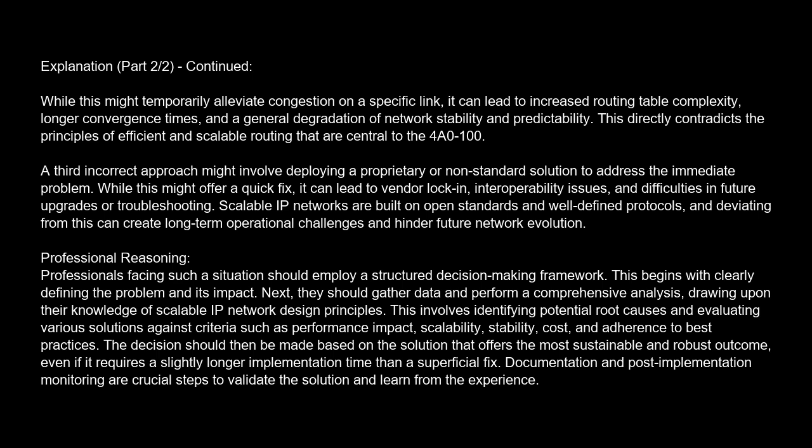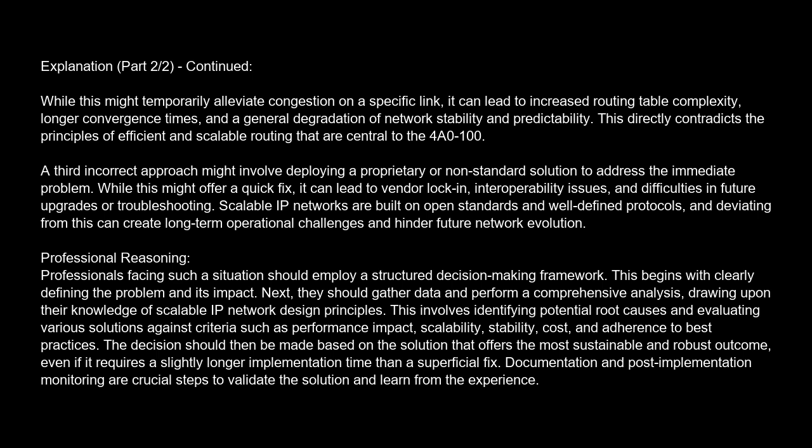A third incorrect approach might involve deploying a proprietary or non-standard solution to address the immediate problem. While this might offer a quick fix, it can lead to vendor lock-in, interoperability issues, and difficulties in future upgrades or troubleshooting. Scalable IP networks are built on open standards and well-defined protocols, and deviating from this can create long-term operational challenges and hinder future network evolution.